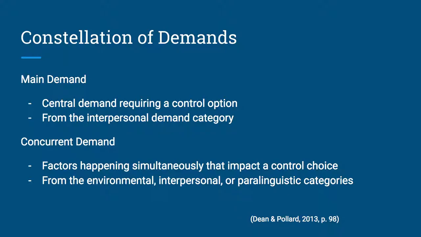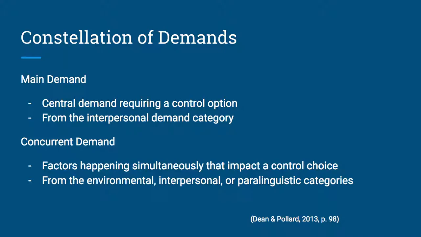Demands do not exist in a vacuum. Frequently, many demands are in play simultaneously. Demand constellations are made up of two parts: main demands and concurrent demands. The main demand is the central demand requiring a control option. Typically, these are from the interpersonal demand category. Main demands are the what happened or what was said.